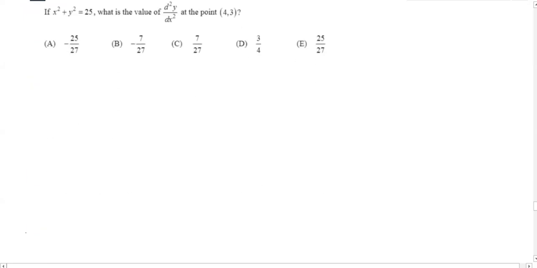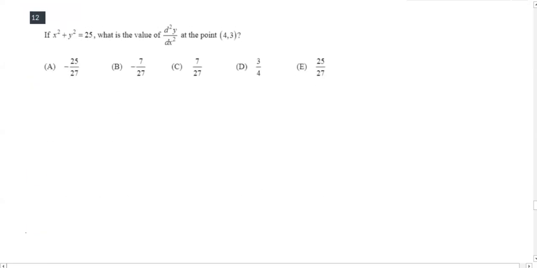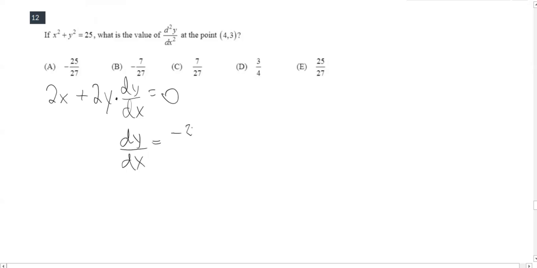All right, number 12. So you have this implicitly defined function. We want to find the second derivative at the point (4, 3). I'm going to show you a quick trick for this one. If you differentiate that, you would get 2x plus 2y times dy/dx equals 0. Remember, when you're doing implicit differentiation, you treat y as a function and use the chain rule. So dy/dx is going to be negative 2x over 2y, which is negative x over y.